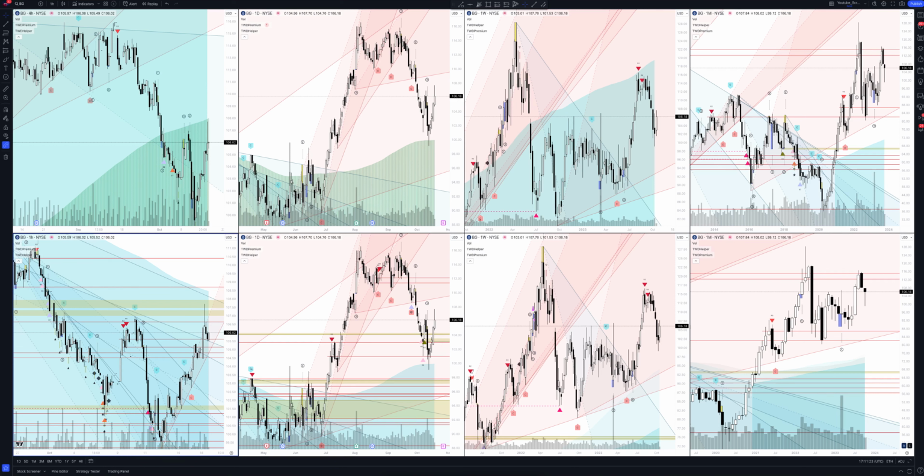Today we will take a look at Bunge stock. Let's analyze the market situation and find out how you can make money on it. Let's start.